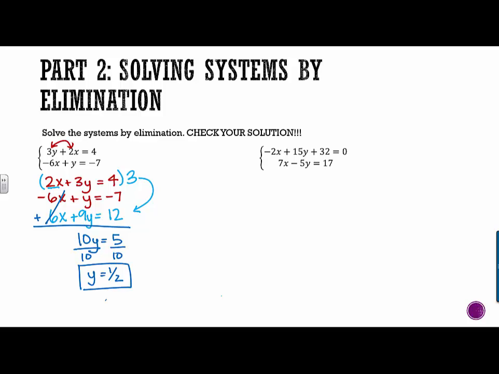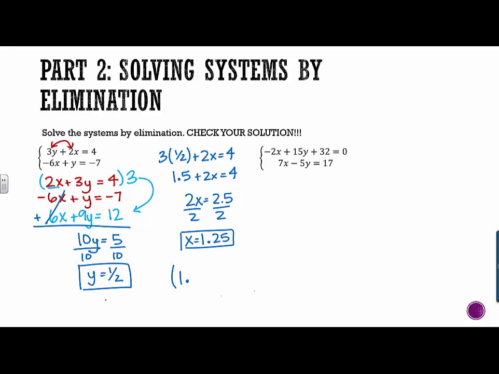And once I know one, I can plug it back in to find the other one. So if we go and plug this back in, 3 times the y I just found, plus 2x equals 4. This is 1.5 or 3 halves. If I subtract that from both sides, and then divide both sides by 2, I get 1.25. So my point where they would cross is 1.25, comma, 0.5. And again, just like before, you can plug it back in and check it.